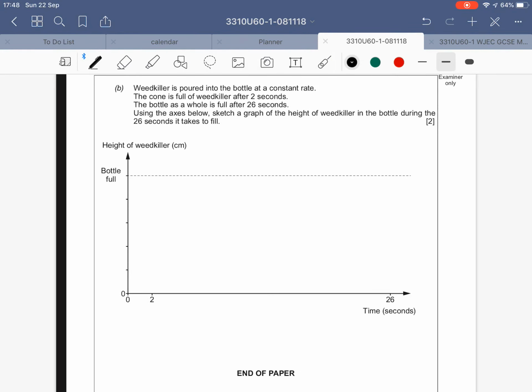Weed killer is poured into the bottle at a constant rate. The cone is full of weed killer after 2 seconds, so at 2 here it's full. Bottle is full after 26, so 26 is also full. However, a cone doesn't fill at the same rate, so don't use 2 straight lines. The cylinder does. A cone's like that. So obviously this fills quicker than this bit. So it would go really, really quick and then it starts to slow.